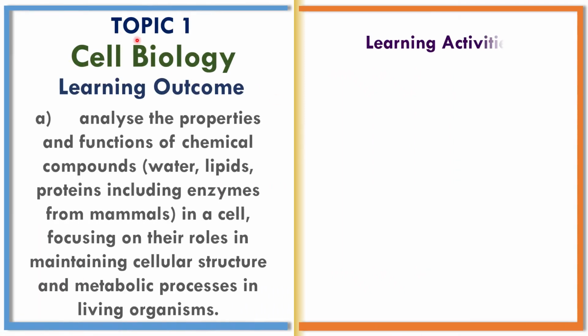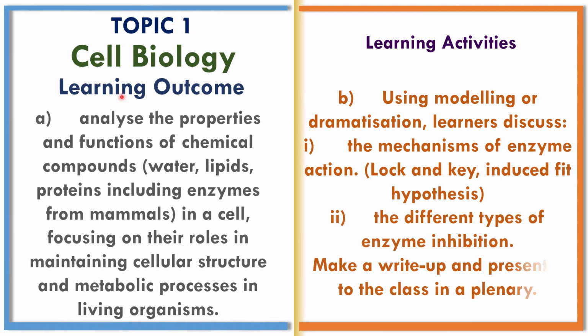Thank you for participating in topic 1, cell biology. Our learning outcome A, analyze the properties and functions of chemical compounds, water, lipids, proteins, including enzymes from mammals, in a cell, focusing on their roles in maintaining cellular structure and metabolic processes in living organisms.